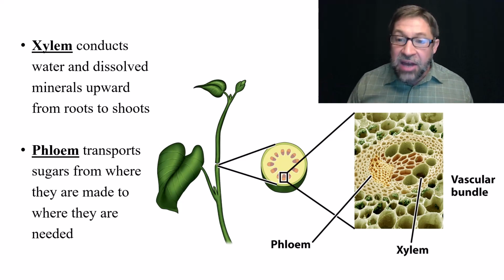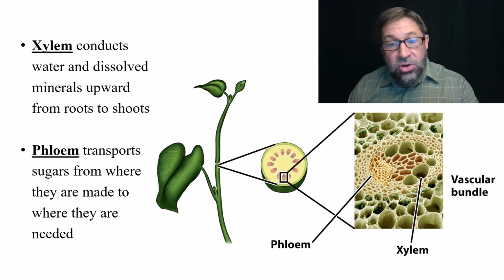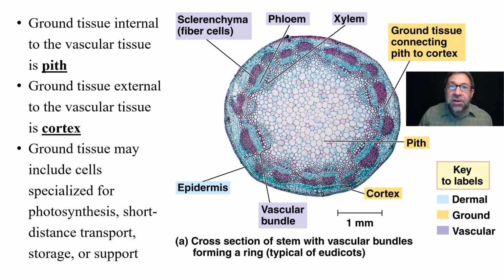Both xylem and phloem are composed of a variety of cell types, including cells that are highly specialized for transport and support. Check those out in your learning activity. And then finally, we have the ground tissue, which is known as the pith and the cortex.